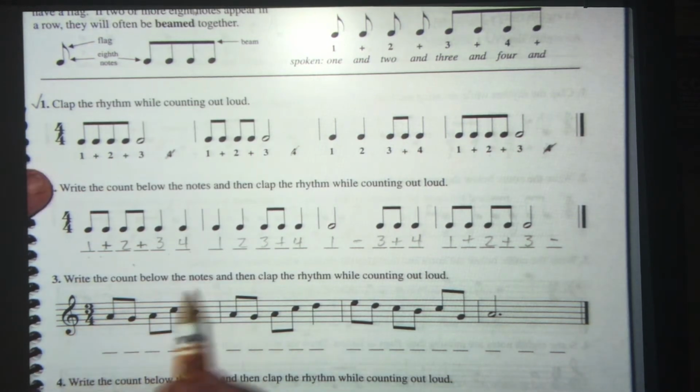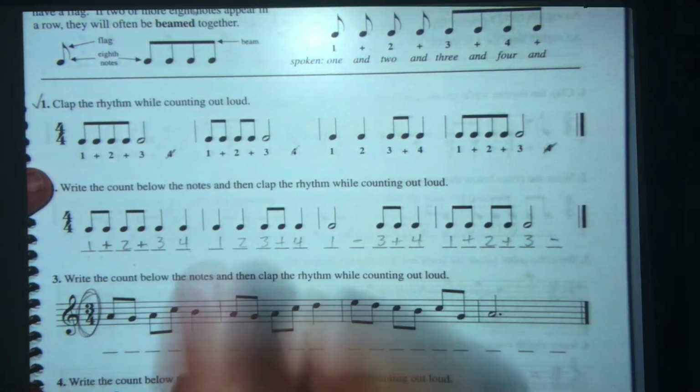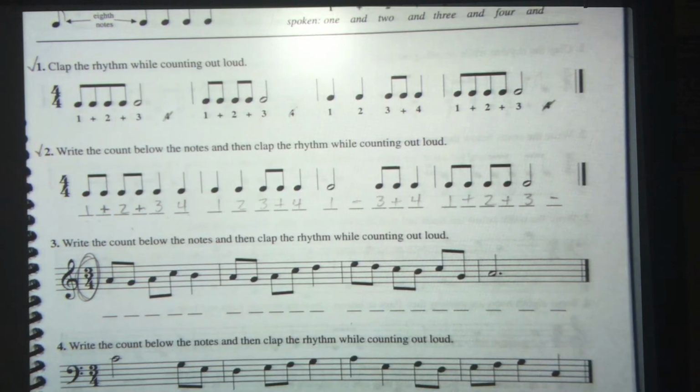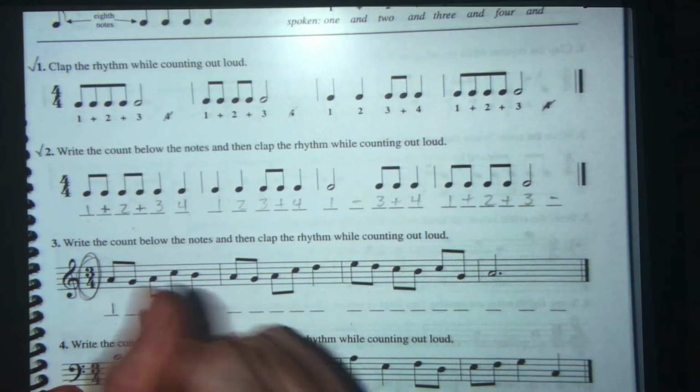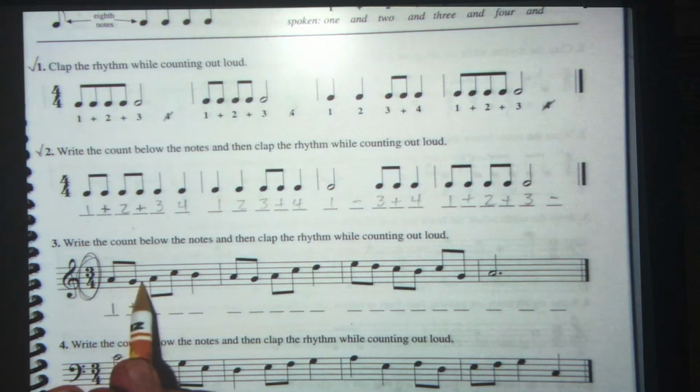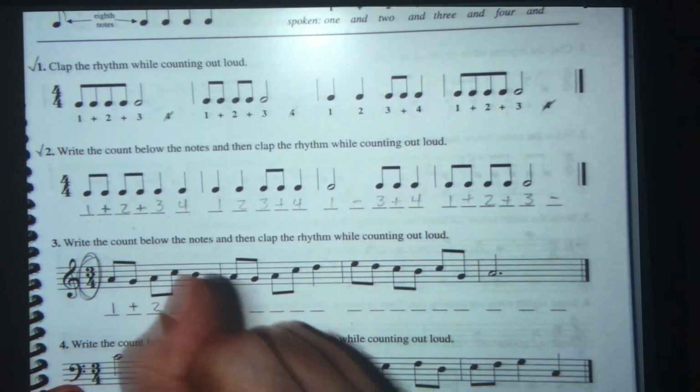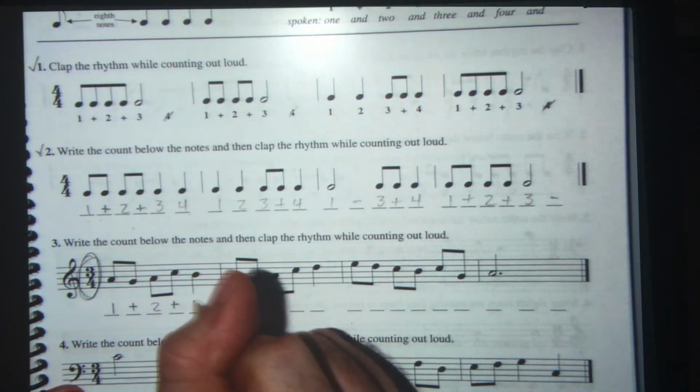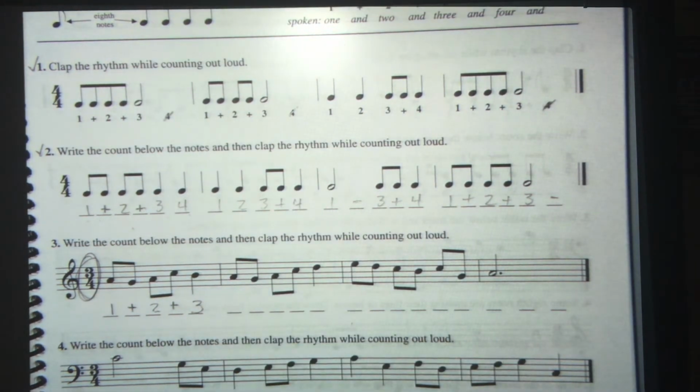Number 3, write the count below the notes and then clap the rhythm while counting out loud. So something changed here. I wonder what changed. 3/4 time. Okay, so we're not going to have 4. We know there are 3 quarter notes in each measure now. So this would then be 1 and, notice the stems, how they work here? It's interesting. 2 and 3. That's the first measure. Stems face up because it's second spacing below. In this case, we just have to pick. We can go above or below. I think it would look better going below, so that's why they drew it this way.